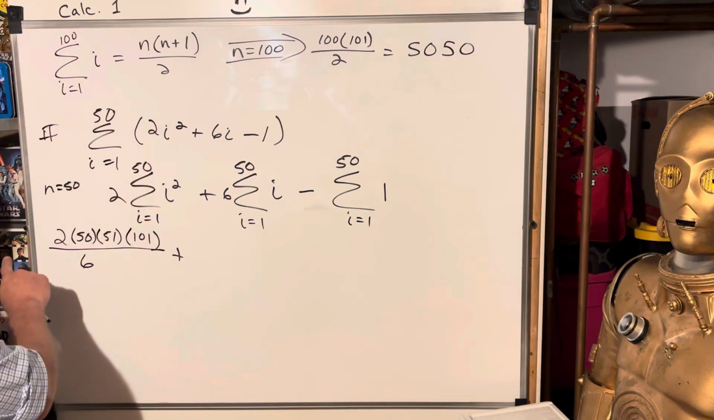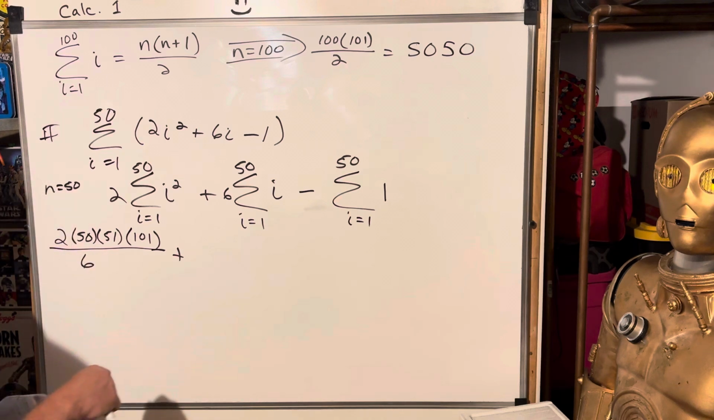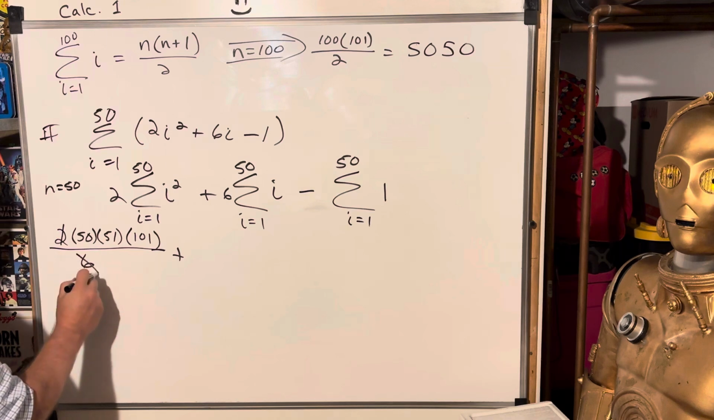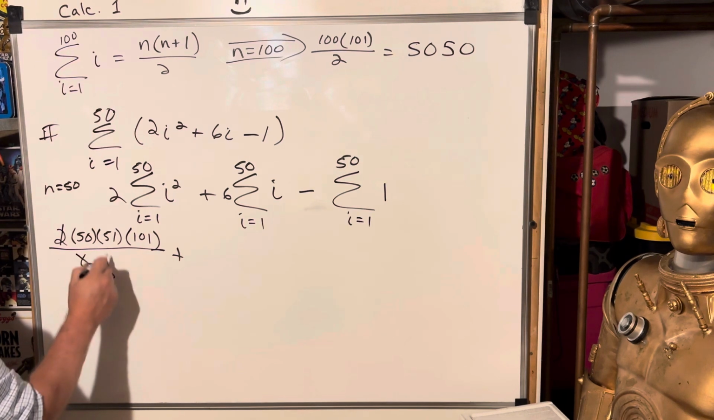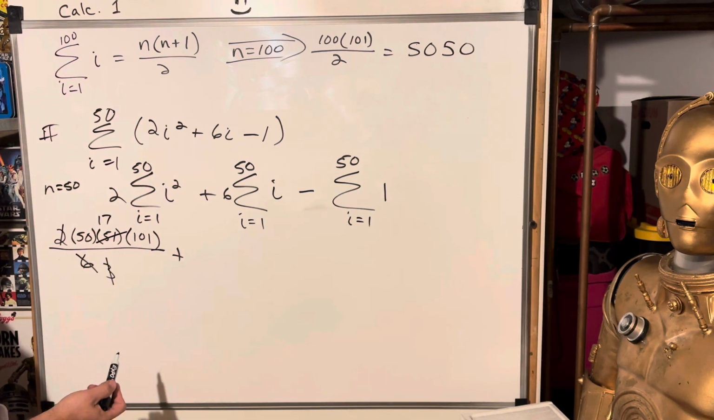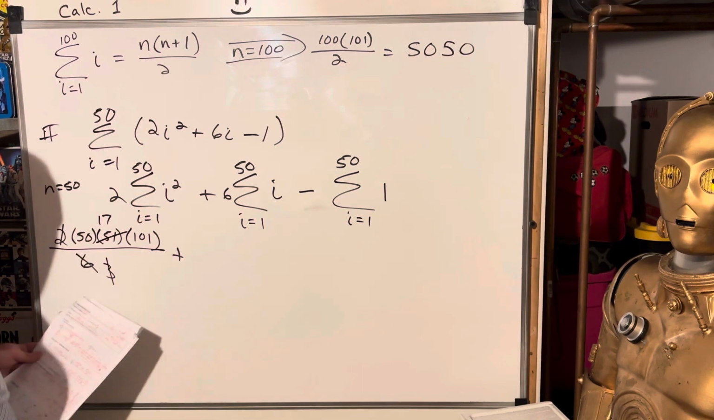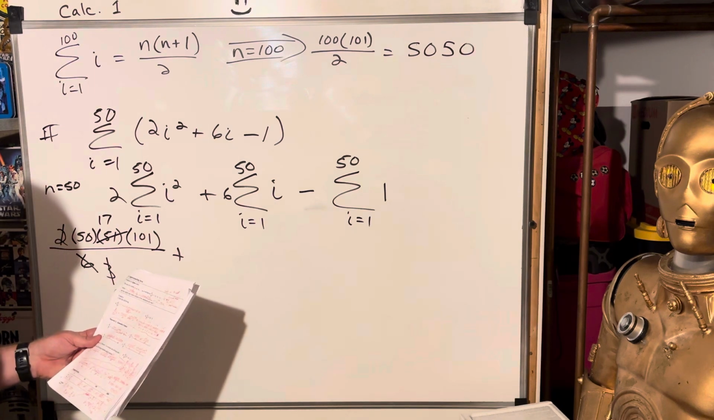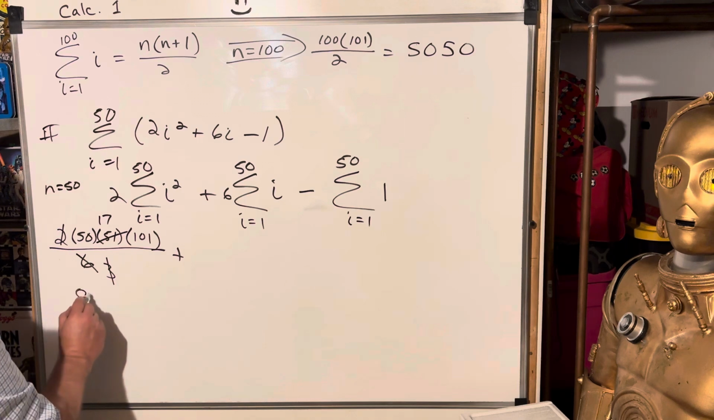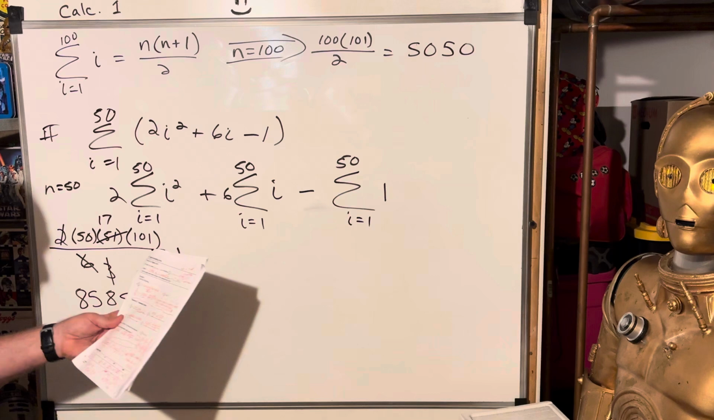All right, so we multiply that out. I guess we could simplify this down a little bit and just multiply the leftovers. Like you could take the 2 into the 6 3 times, and you could take the 3 into the 51 17 times, and then just do that. It's still a pretty big number to do in your head. 85,850. I definitely did not do that in my head. I had it written down there.